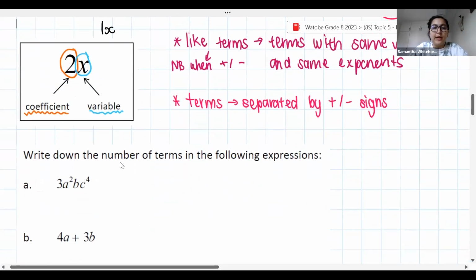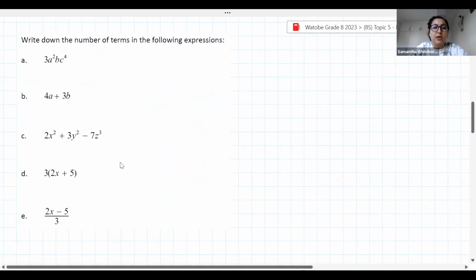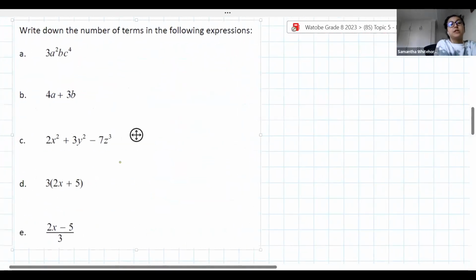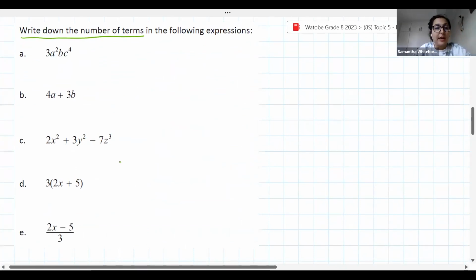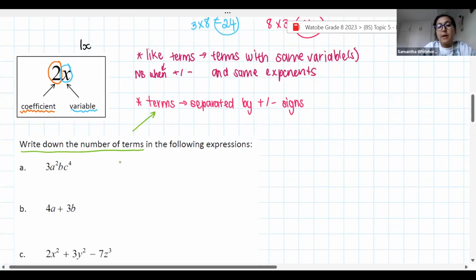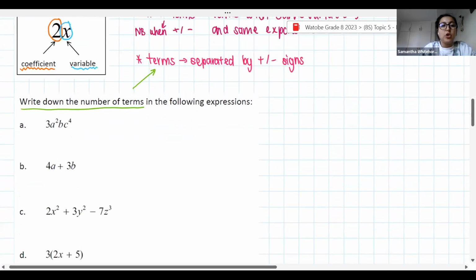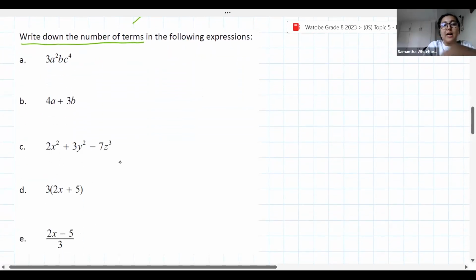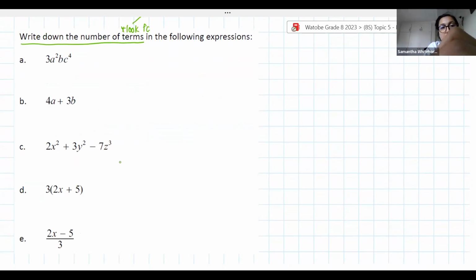Alrighty, so like I said, all I want to do in this first example is exactly as the instruction says, write down the number of terms in the expression. So I don't want to simplify, I don't want to do anything like that. I just want to know how many terms we have. So remember, if we just go back here, terms are separated by plus or minus signs. So when I want to identify how many terms I have, I need to look for my plus or minus signs. Okay, we're going to chat about this more as we go along.